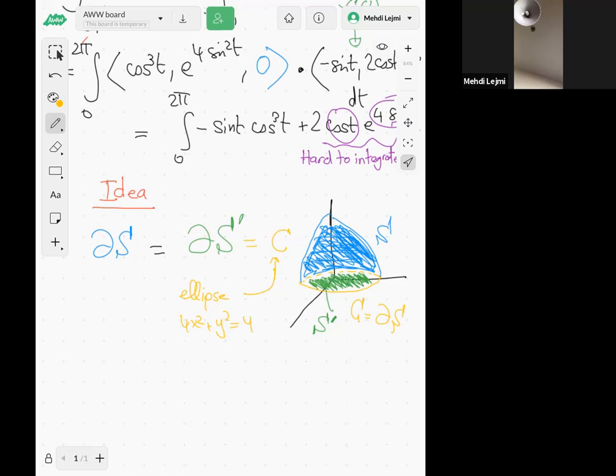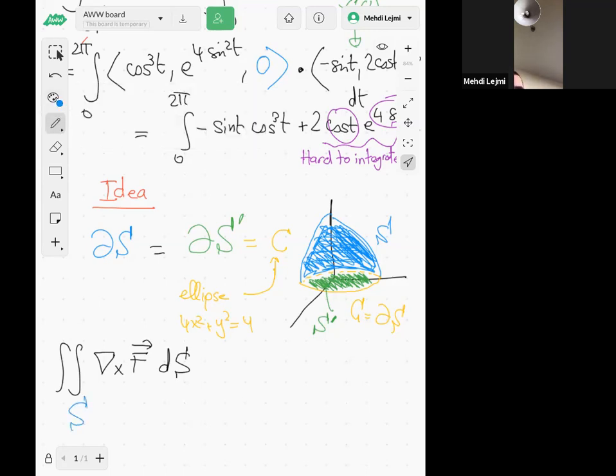Again, the green surface is just like the bottom of the blue surface, the paraboloid. Now, why is this useful? Because we use the Stokes theorem. We had to evaluate this curl of F along S.